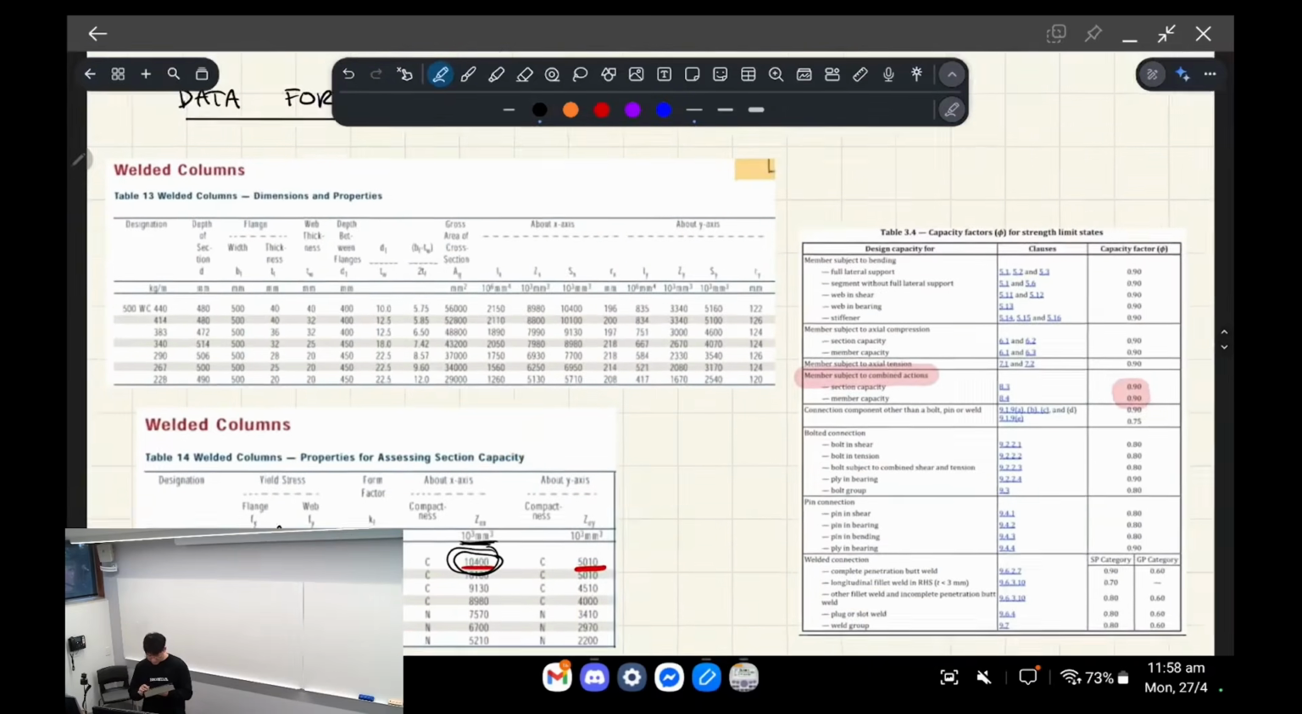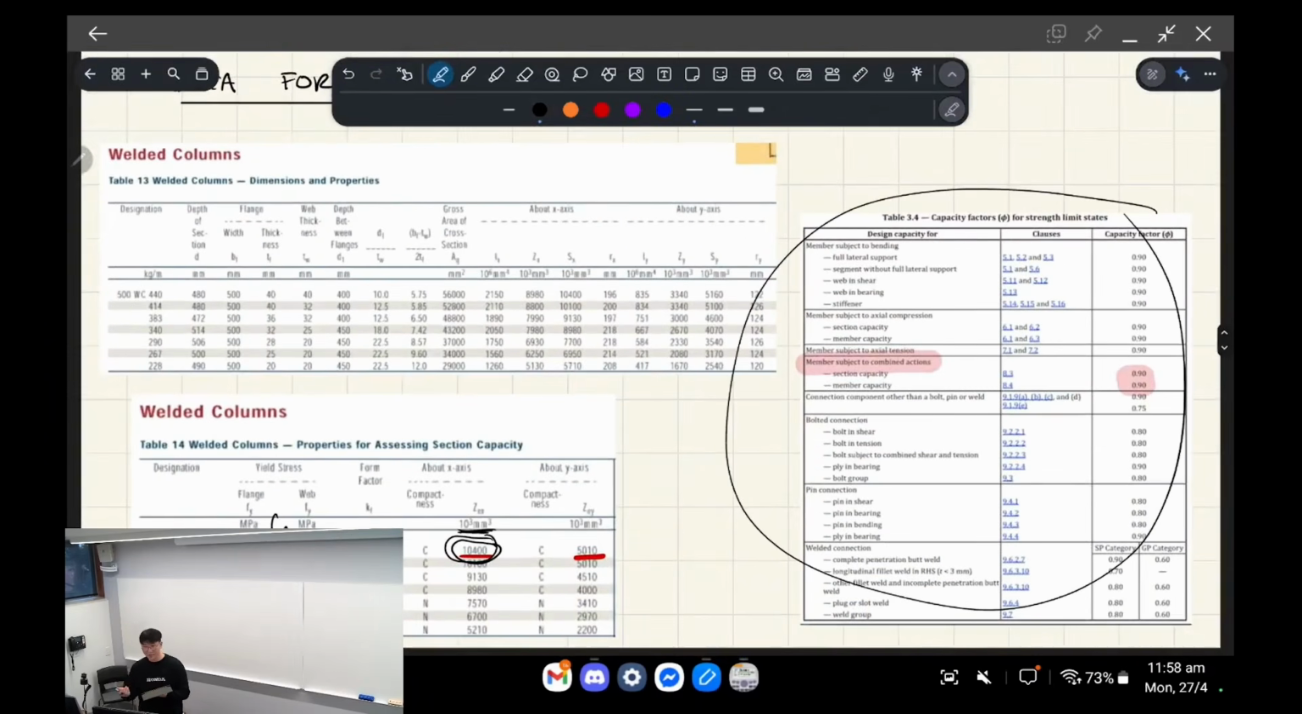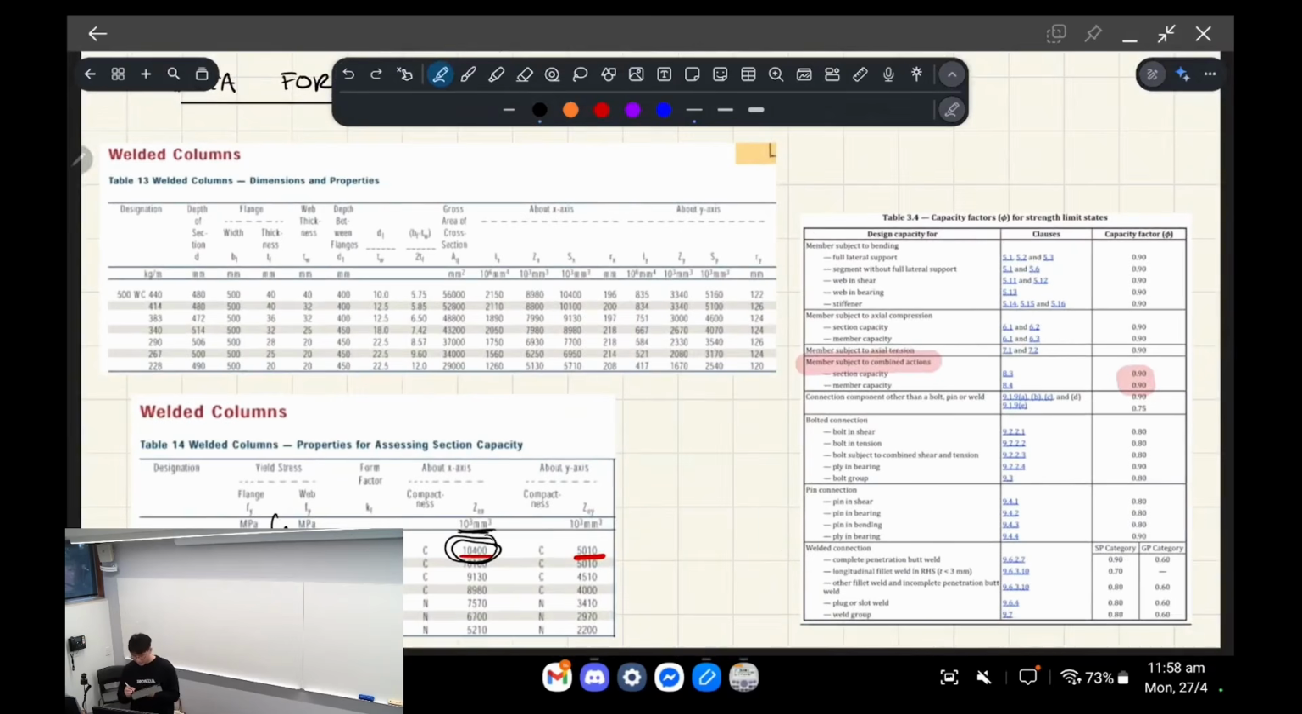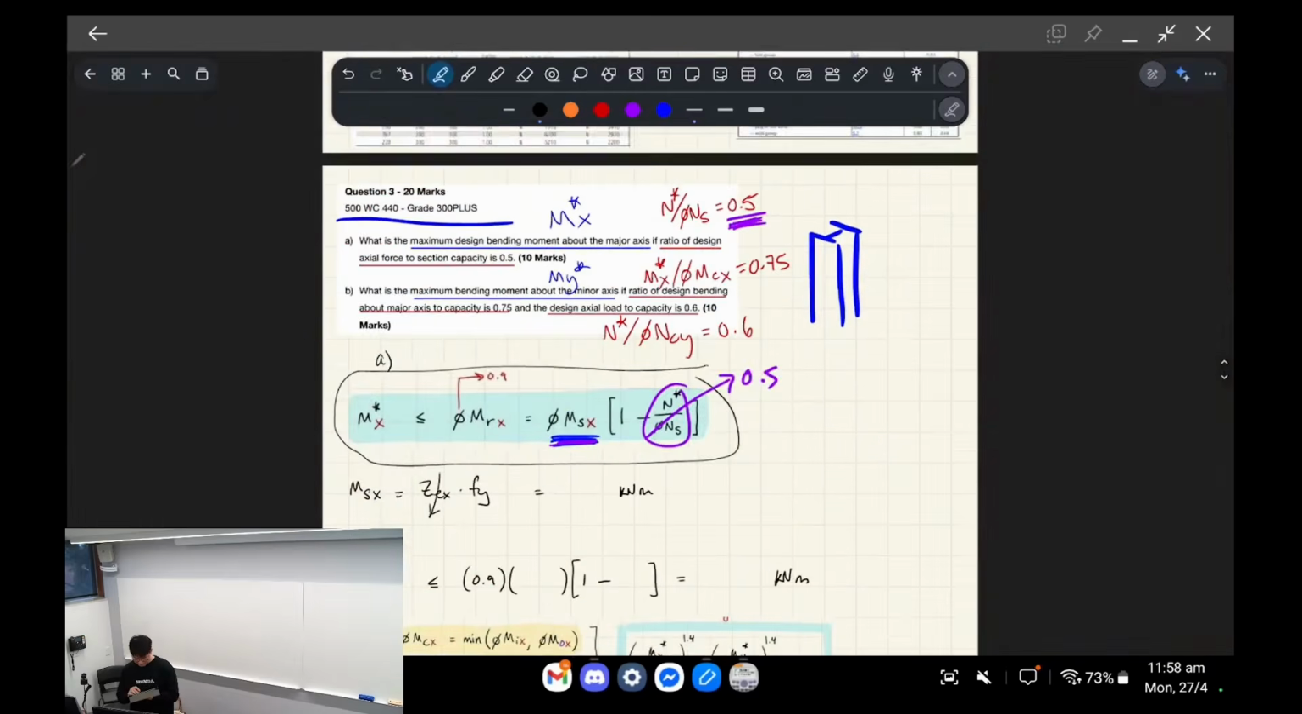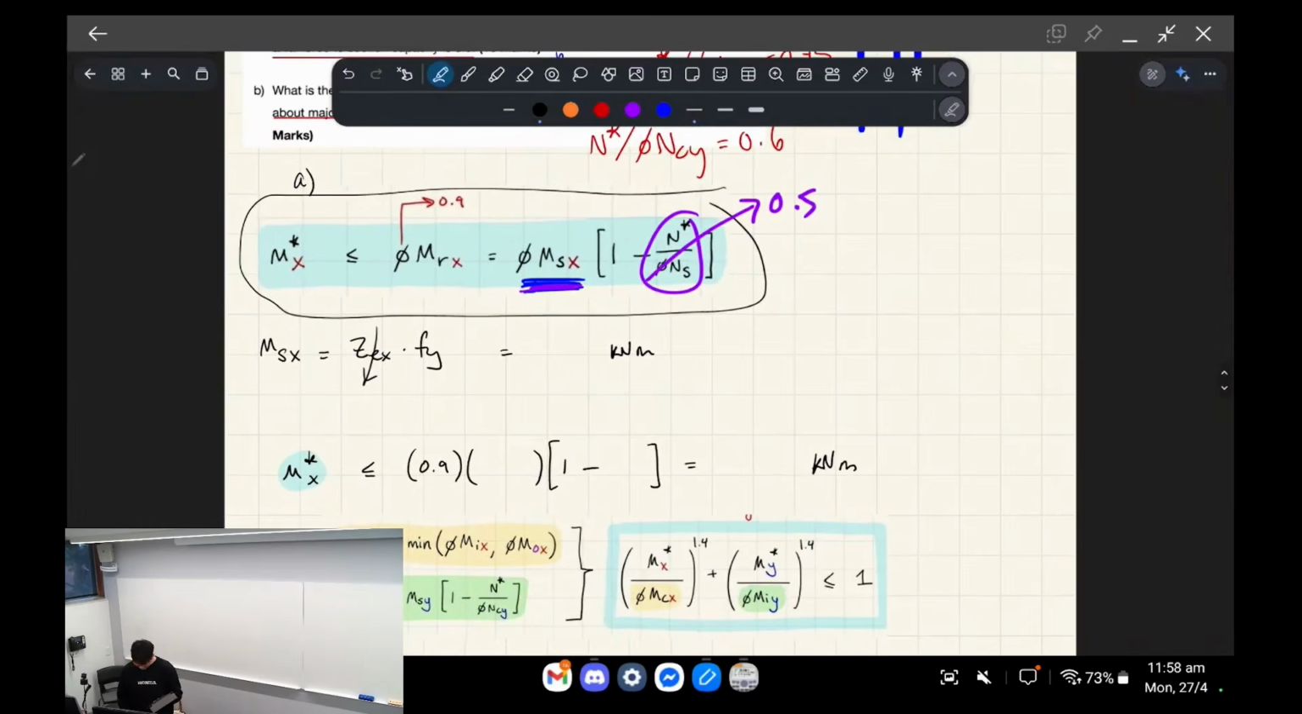And then also I want to show you, this is the table of capacity factors from 4100 as well. And for members subject to combined actions, we're taking 0.9 as well. All right, so we have all this information now, we just plug it in. Okay, and then Fy is 280. All right, that gives us 2,912 kilonewton meters. So again, this involved dividing by 10 to the 6.